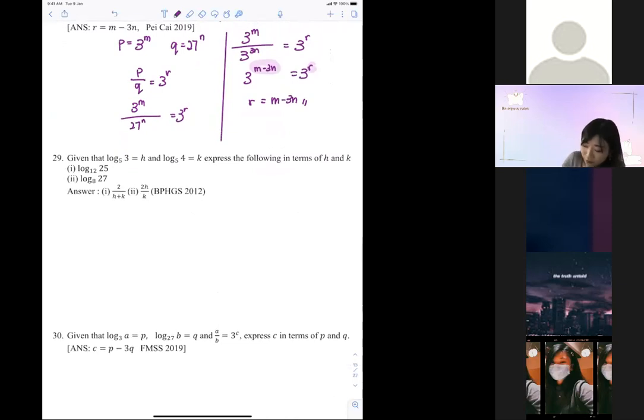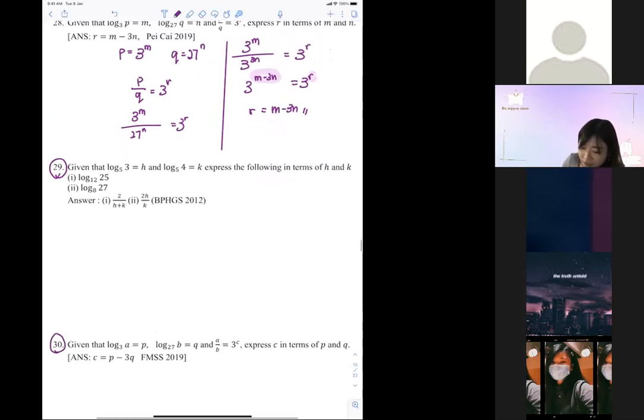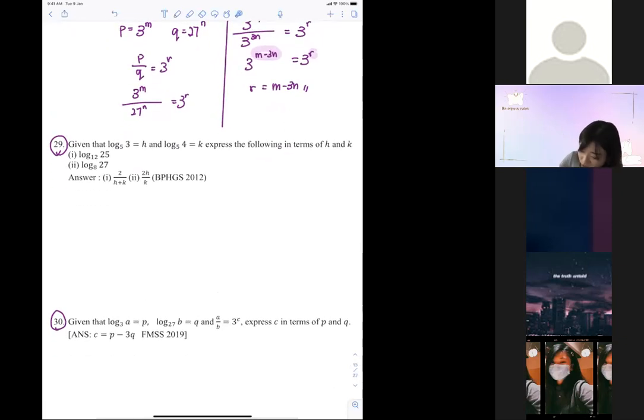Okay, I'll give you one small break after we finish 29 and 30. Can you try? 28 is exactly the same as 30, just that certain numbers are different. Okay, 29, I give you a clue. This is base 5, this is base 5. You definitely have to change this to base 5.